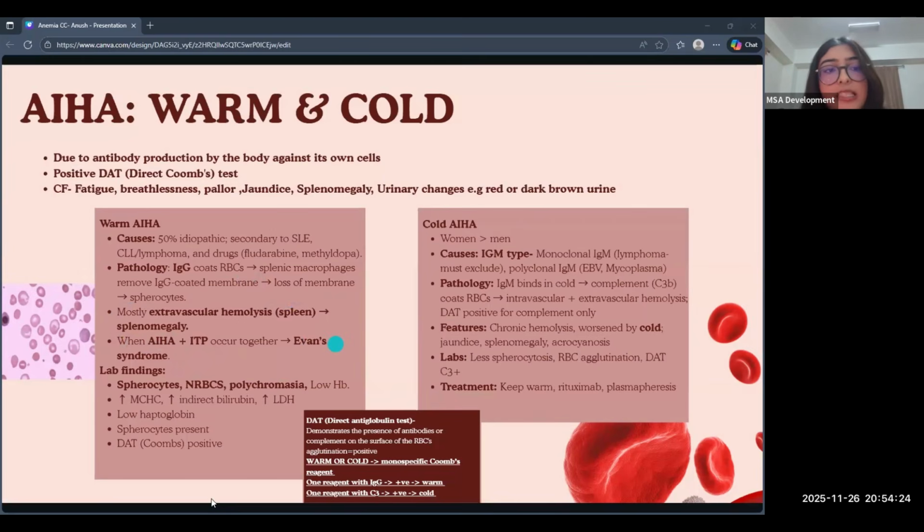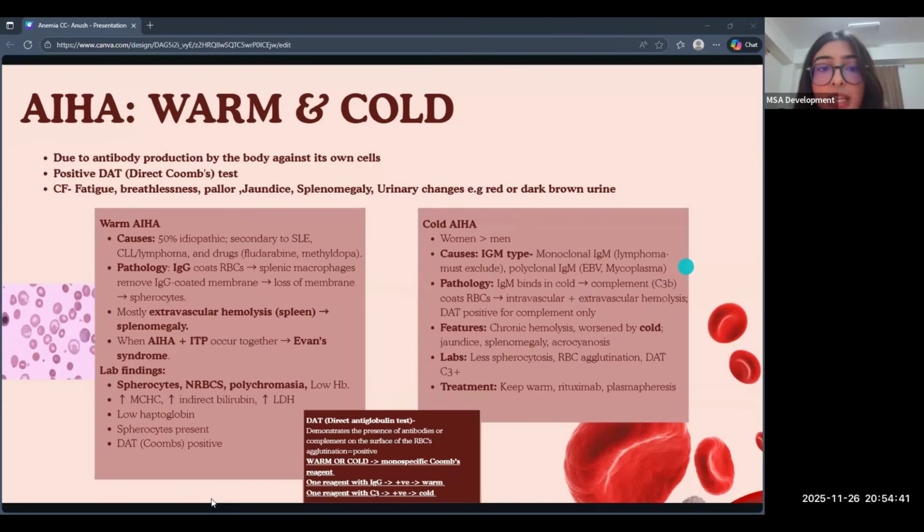Now the lab findings are spherocytes, nucleated RBCs, and polychromasia. There is no haptoglobin, spherocytes are present, and the DAT is positive. Very important to remember, that is positive. Then we have cold AIHA. It's more common in women than men.